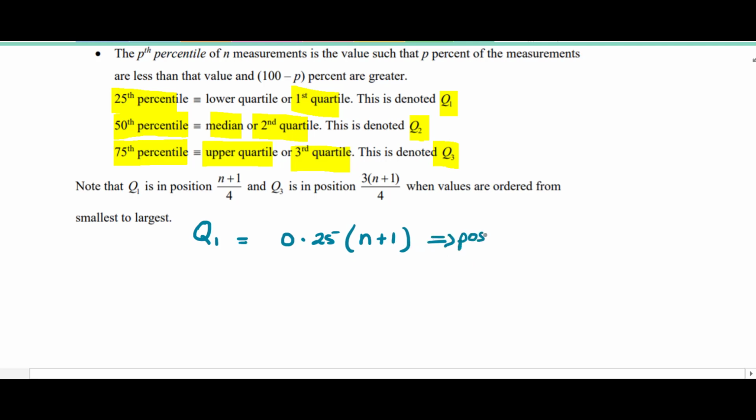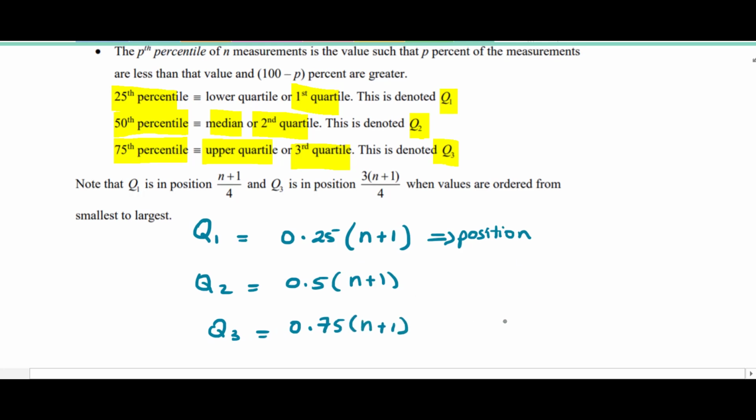So this is really important to note. It's just going to give you the position. So you're going to go check that position, and then the value in that position is going to give you your Q1 or your first quartile. Same with Q2. If you want to find that, you just do 0.5 times n plus 1. That's going to give you the position of your median or your second quartile. And the same with the 75th percentile, you just do 0.75 times n plus 1. So it's really simple to memorize. And again, n is just the number of observations.